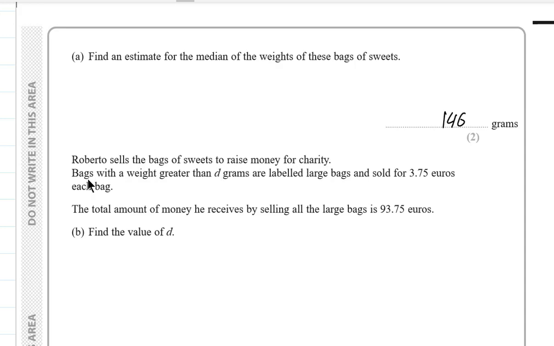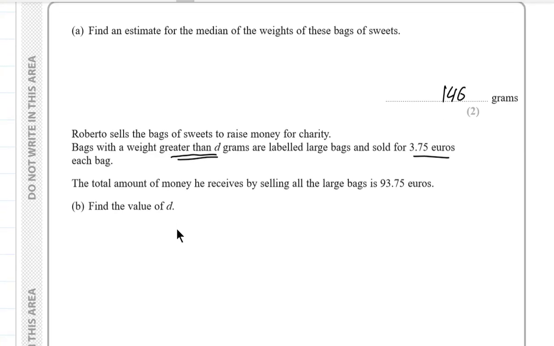Roberto sells the bags of sweets to raise money for charity. Bags with a weight greater than D grams are labeled large bags and sold for 3.75 euros each. The total amount of money he receives by selling all the large bags is 93.75 euros. Find the value of D. Very interesting question, and it's an indirect question.